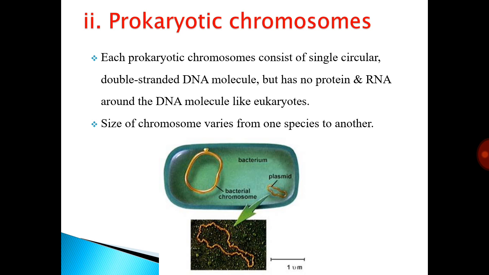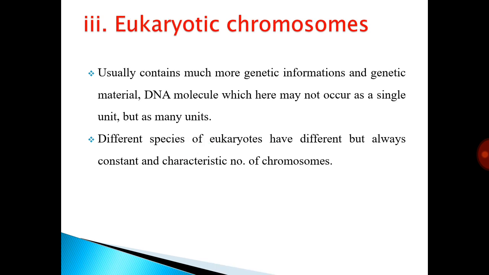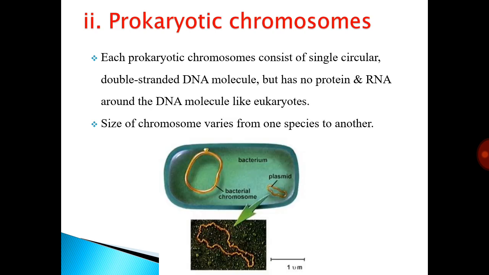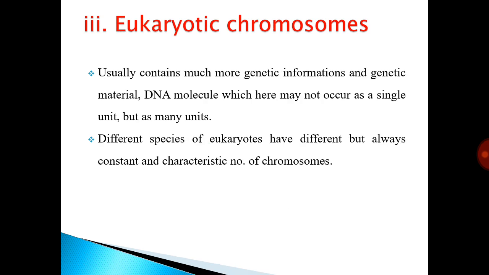Next, the prokaryotic. You may know the difference between prokaryotic and eukaryotic. No protein and RNA are present in the prokaryotic chromosome; only DNA is present. That is the difference between prokaryotic and eukaryotic cells. In prokaryotes the chromosomes are scattered in the cytoplasm. In the eukaryotic chromosome, it is a well-defined molecule, with DNA and nucleoproteins associated to form the chromosome.